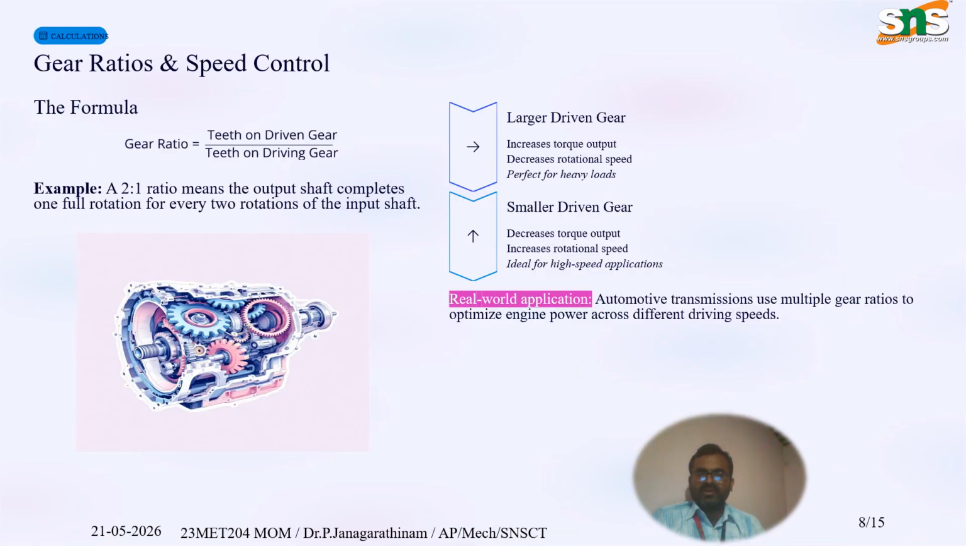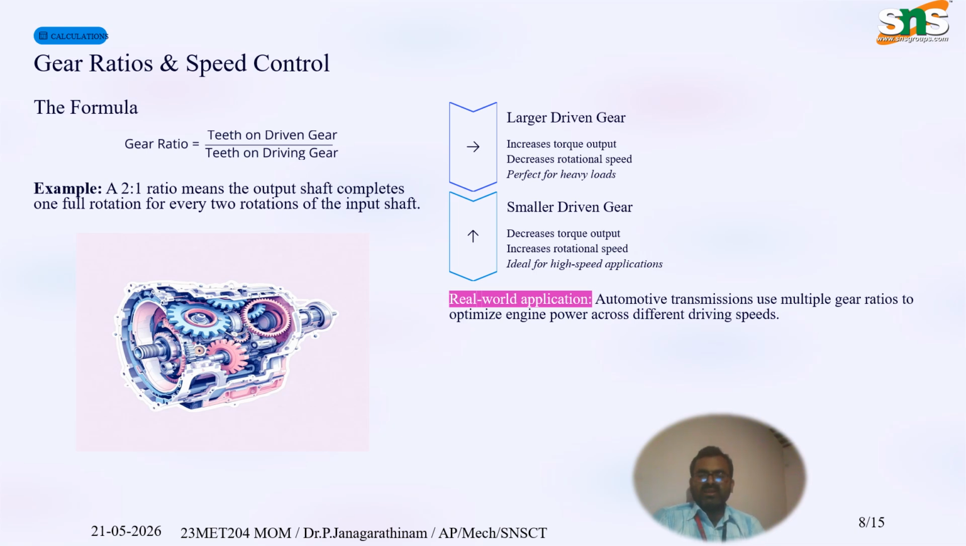So these are the gear ratios. The formula used to calculate the gear ratio is the ratio of the teeth on the driven gear to the teeth on the driving gear. Here is one small example of calculating the gear ratio. The ratio means the output shaft completes one full revolution for every two rotations of the input shaft. We have the input and output shafts. For every two rotations of the input shaft, the output shaft completes one revolution. Based on this formula and calculation, we calculate the gear ratios.